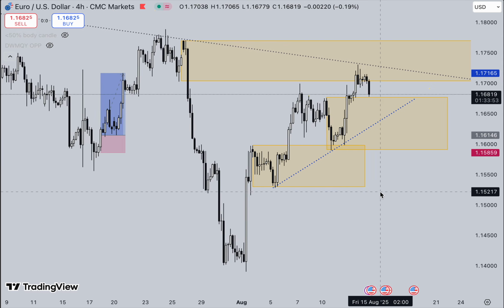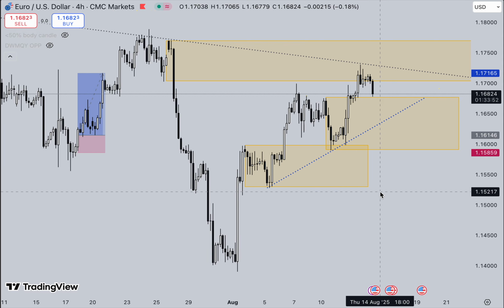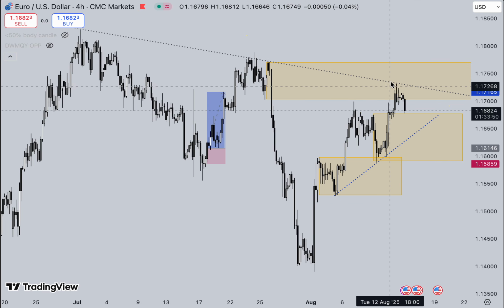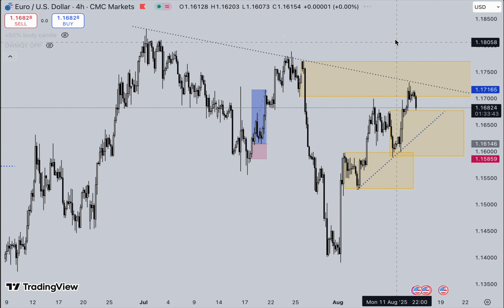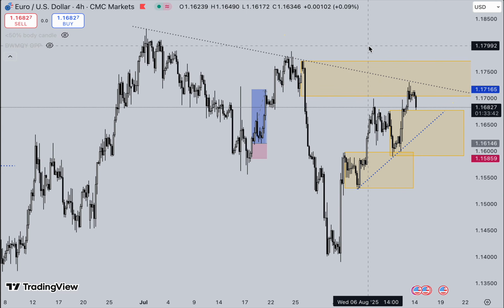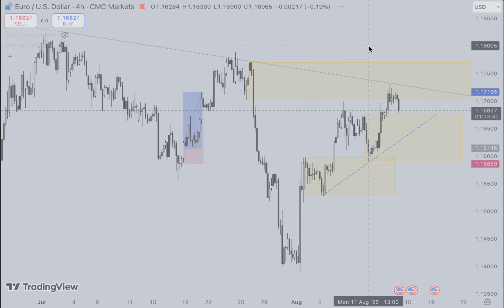Okay, so let's see how EUR/USD behaves, and if not, we just follow the order flow and start looking for higher prices to take out this area or this area if possible. Okay, so now let's move on to the dollar.